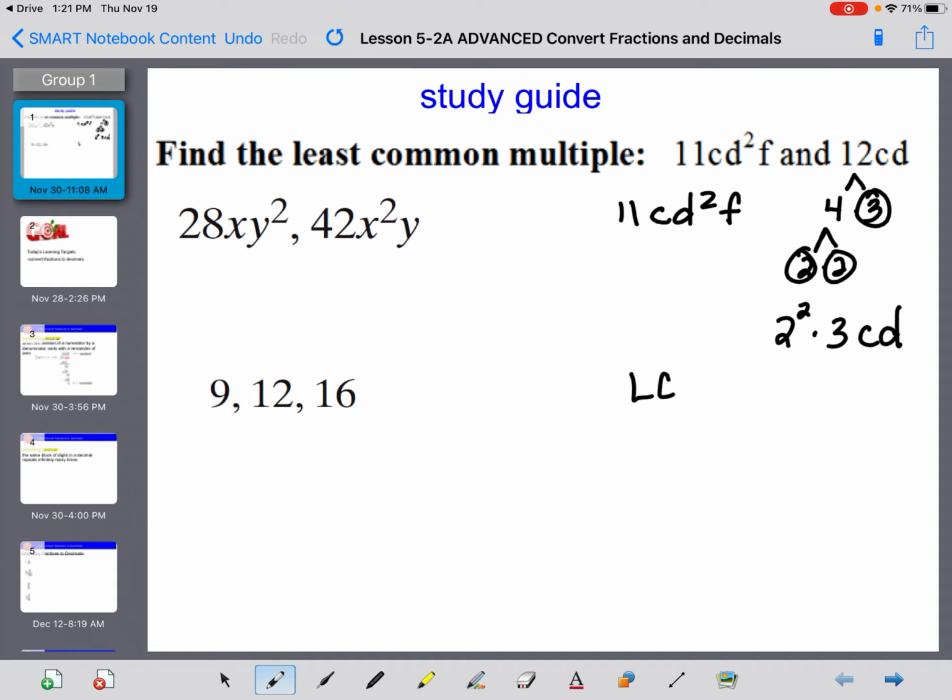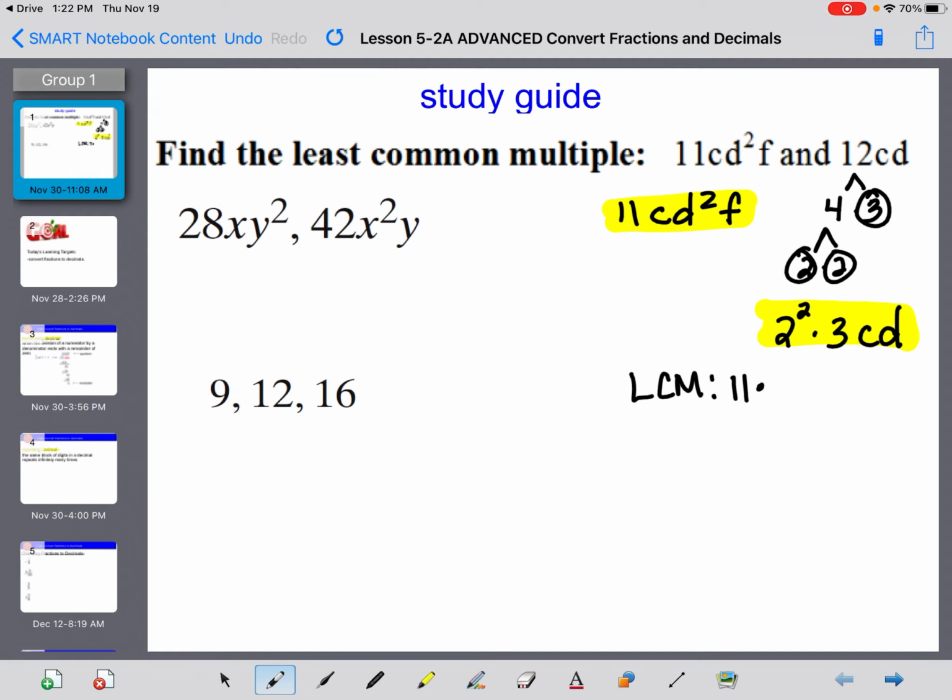To find the least common multiple, I look at both lists of prime factors. I note each base once, and I select the base with the highest power. Here I've got 11. There is only one 11, so 11 is the one I'll use.